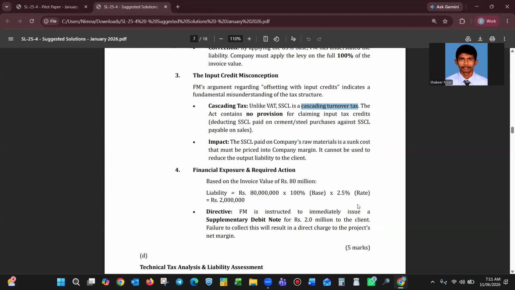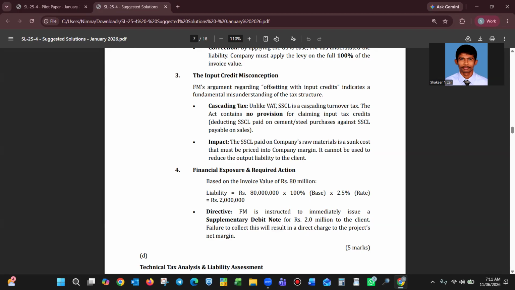You cannot offset like VAT, where you take output VAT minus input VAT and remit the balance as VAT payable. Unlike VAT, you cannot set off any SSCL paid in advance. That's why this is called a cascading turnover tax: it contains no provision for claiming input tax credit or deducting SSCL paid upfront.